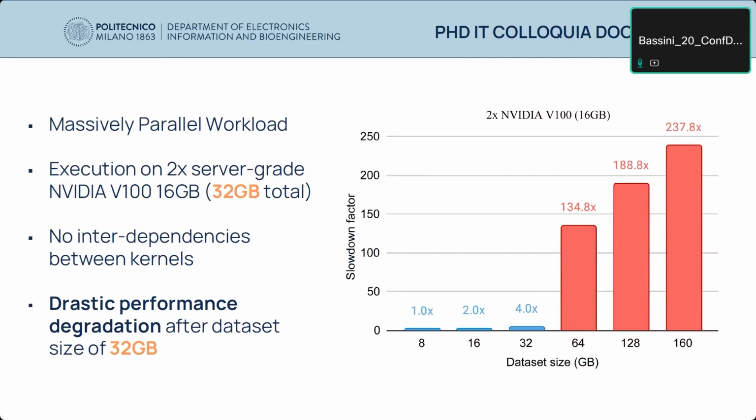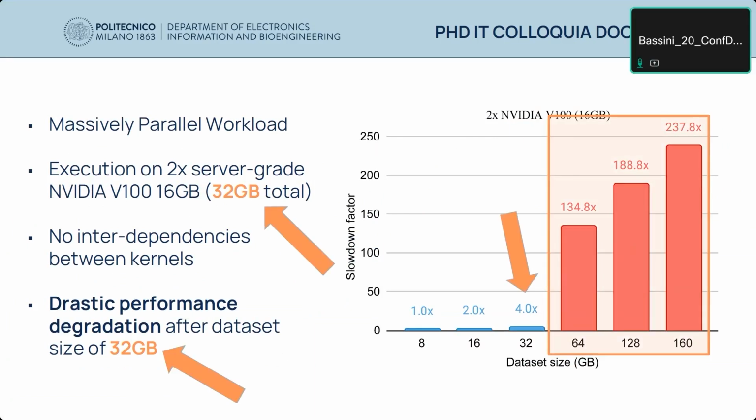But as soon as we reach 64, something happens. It changes the behavior of the whole benchmark. And what changes is the fact that you are effectively using unified virtual memory oversubscription. That is, you're using more memory than the one that you have on your hardware accelerator. So what can you do?